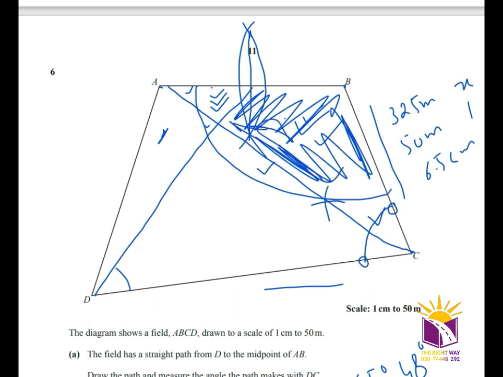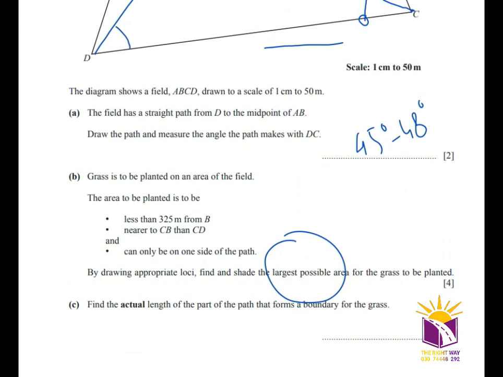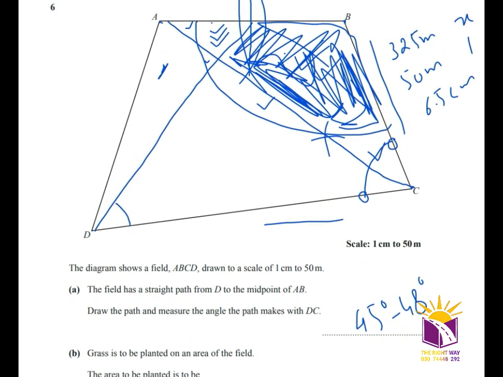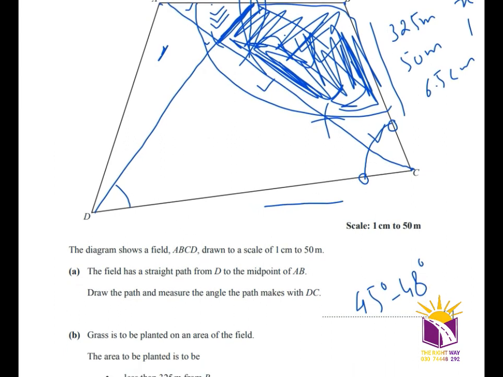The largest possible area is this one, which has 3 ticks in it. So this one would be my area where I am going to plant the grass. Find the actual length of the part of the path that forms a boundary for the grass. So the boundary for the grass will be this one. This area of the path will be the boundary for the grass.